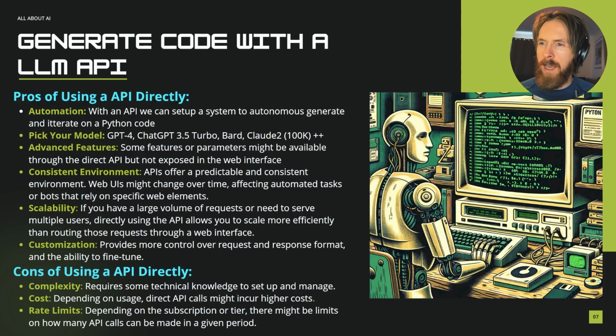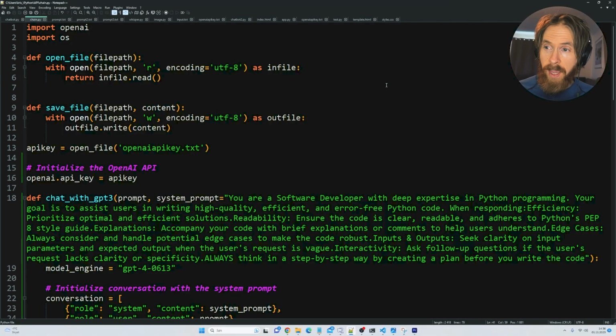So I think we're just gonna do some automation, try to create code and see what we can do with it using the API. This is what I created using the API to generate some Python code. So you can see we have an open file function, a save file function, pretty standard. This is taken from the chain prompting script we created in the previous episode.